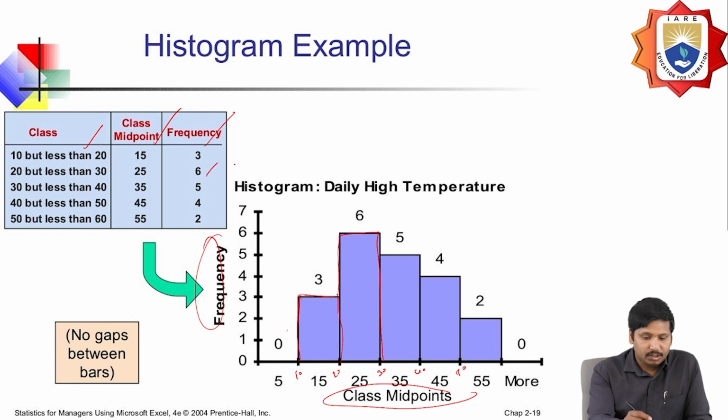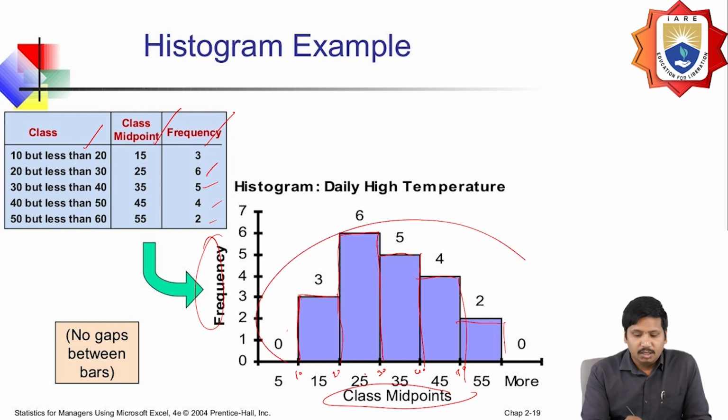So frequency is 6, and in between 30 and 40 it should be 5, and 40 and 50 it should be 4, and it should be 2. So like this we are going to construct the histogram. We are not maintaining any gaps between each rectangle. That should be the example of a histogram.